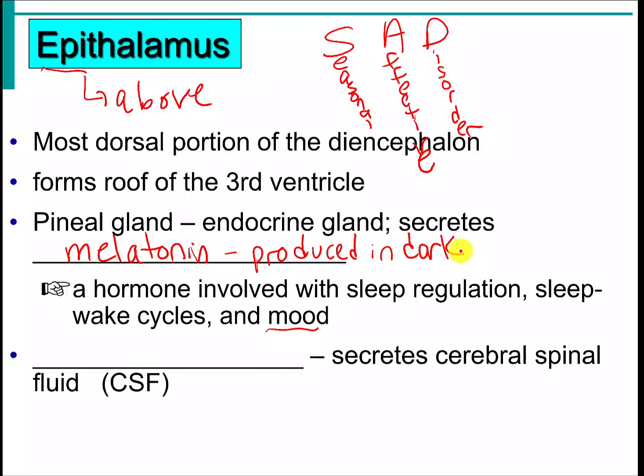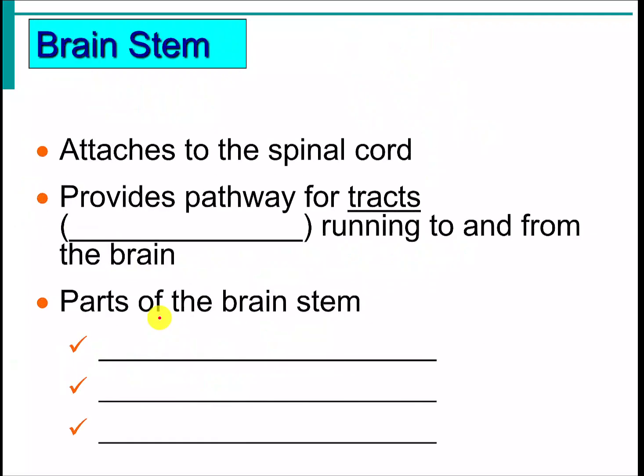So some scientists hypothesize that it's this increase in melatonin that causes people to get a little depressed in the winter. Again, this is a hypothesis. It hasn't been fully accepted yet, but there is some information out there to support it. Now, also in this region, you'll find the choroid plexus. The choroid plexus is an organ that secretes cerebral spinal fluid, or CSF. So that's the diencephalon. Let's move on to the brainstem.